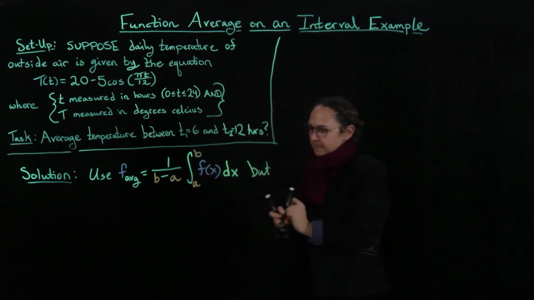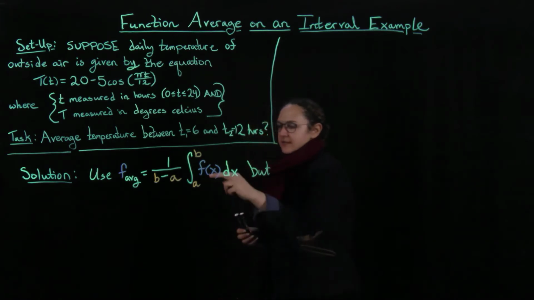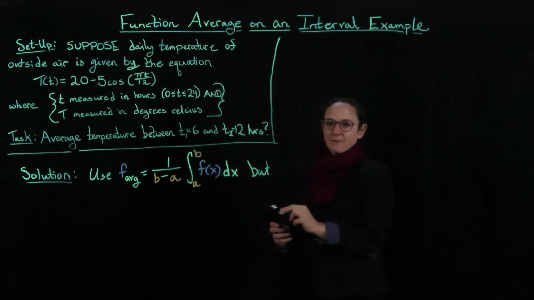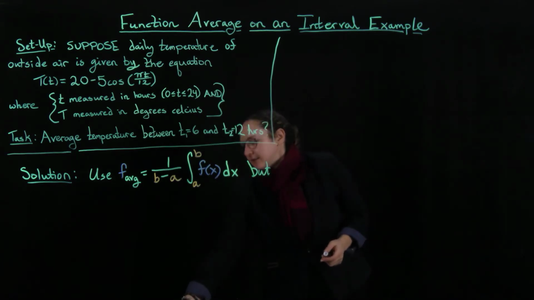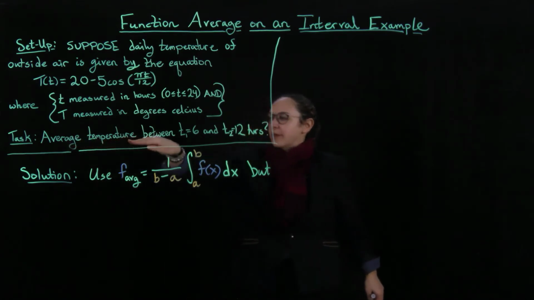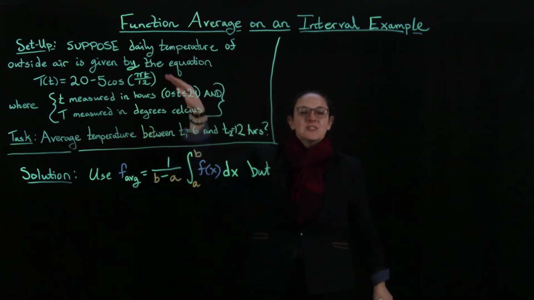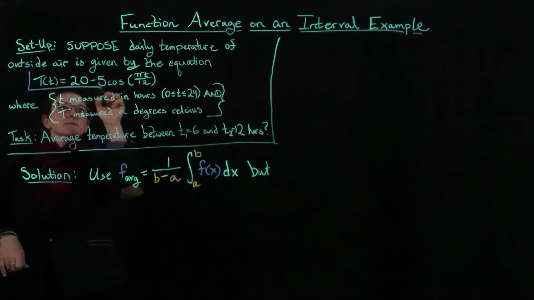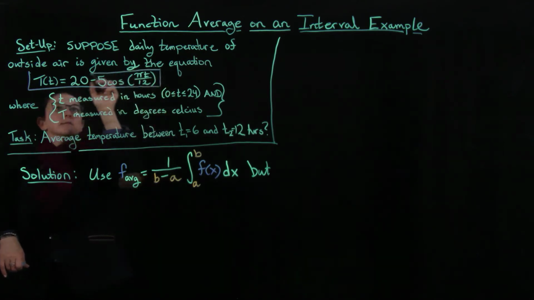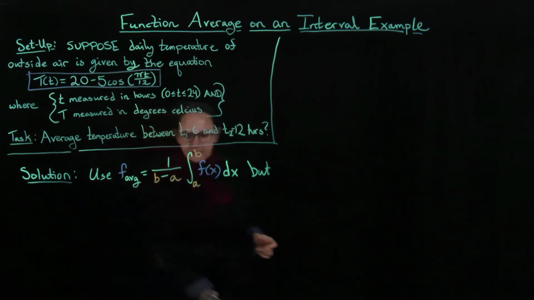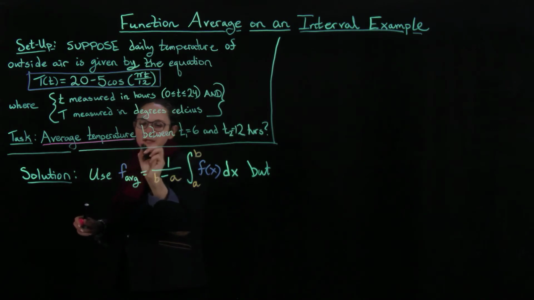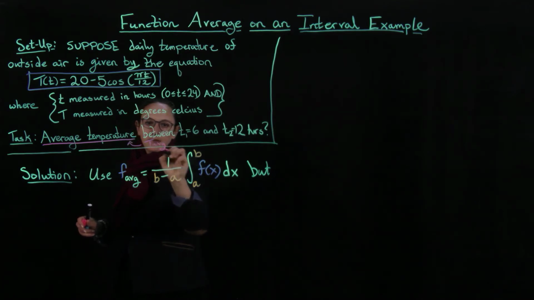Let's look at what's in here for a second. This is the function f of x, right? So we need to look for the function that we want the average of. We're asked to find the average temperature, so I'm trying to average the temperature function. So I must be looking at the average of this. Maybe I can even emphasize that writing average temperature tells me that I'm looking for T averaged. Okay?